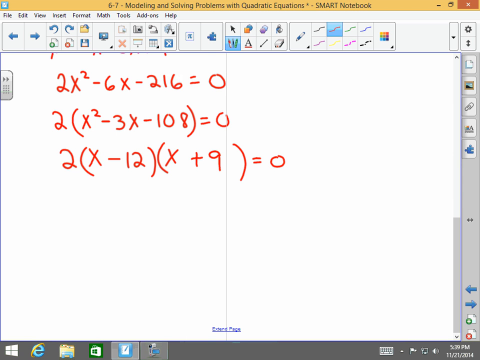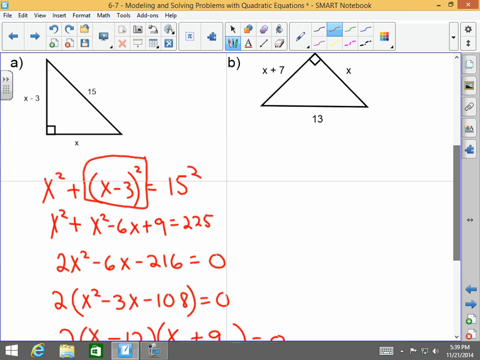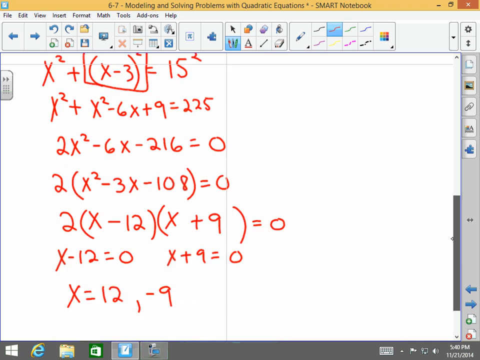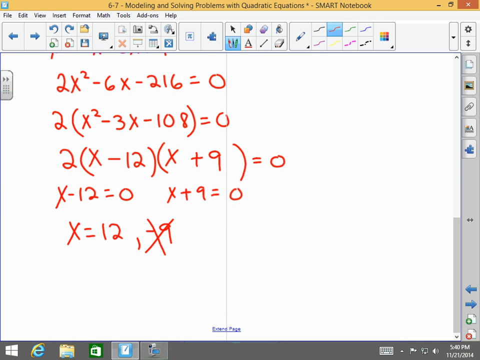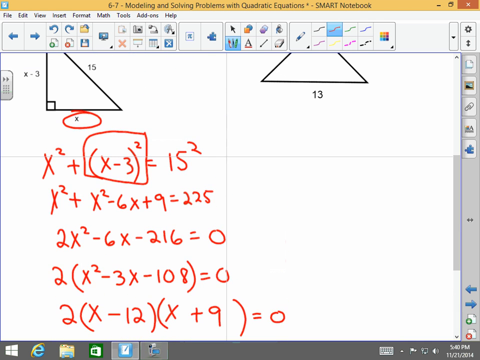Now 2 cannot be equal to 0, so we don't have to use that in the zero product property. However, we do have to set up x minus 12 equals 0, and x plus 9 is equal to 0. So x can equal 12 or negative 9. But if we go back to our original triangle, I cannot have a side that is negative. So this negative 9 goes bye-bye, and x has to equal 12.